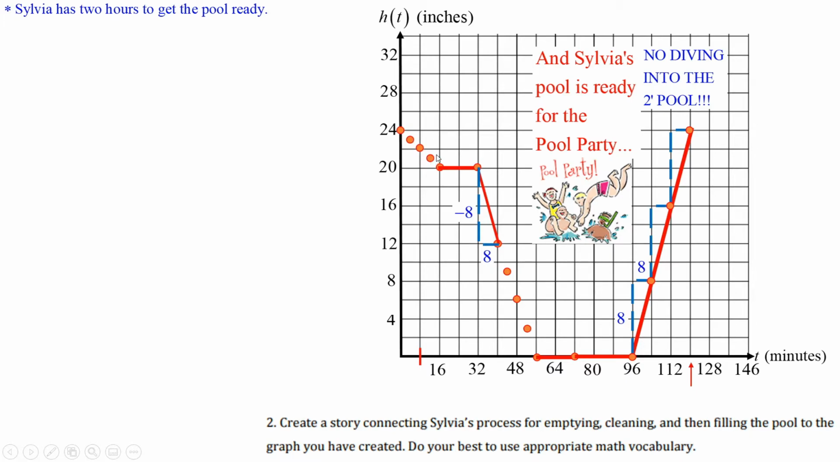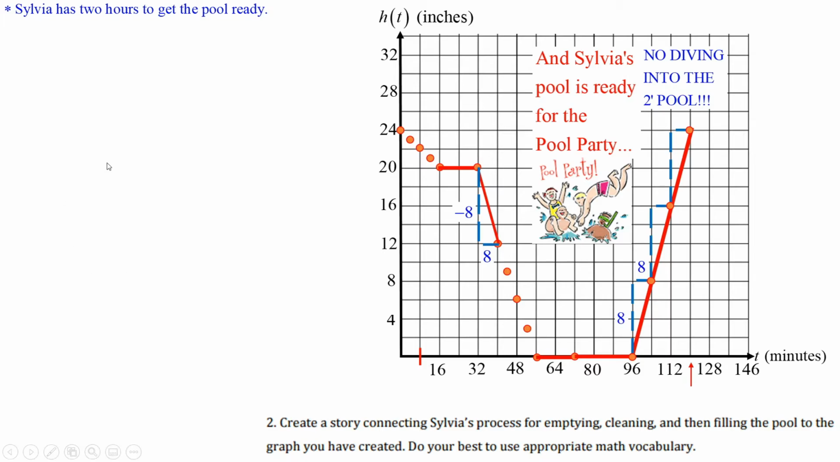We had to understand what was going on and what was happening to the height of the water in the pool as time was going on and on. All right, so let's take this opportunity to really clarify our story, but also let's use not only math vocabulary, but math notation to set us up for Module 3 in Integrated Math 1. This is going to be really cool.